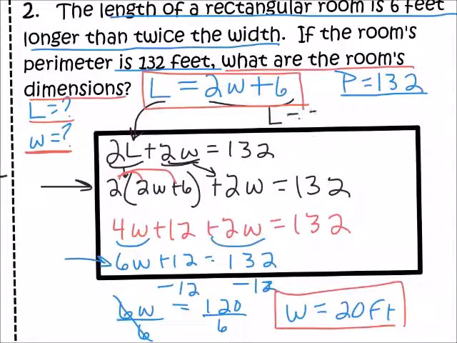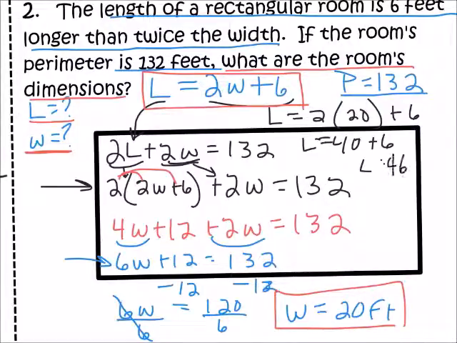Length equals 2 times width, which is 20, plus 6. So 2 times 20 is 40 plus 6. So the length equals 46 feet. We can put the feet right there. So there are the answers. Length equals 46 feet, width equals 20 feet.